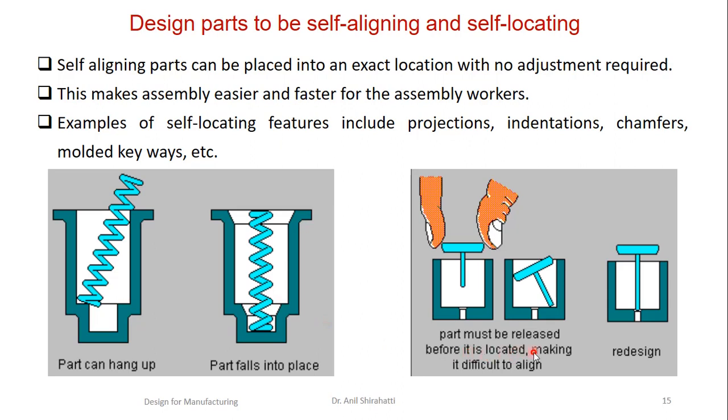Similarly, parts must be released before they are located, making it difficult to align. So here even if some chamfer is there, you can see alignment is going like this. Now even a small chamfer at the pin side, it can fit properly. Here a pin is not chamfered, so it will have a problem. So even if that also gets chamfered, even the bottom part gets chamfered, they can fit very easily. So this is called a self-aligning and self-locking system.